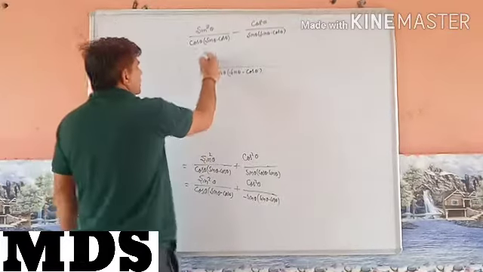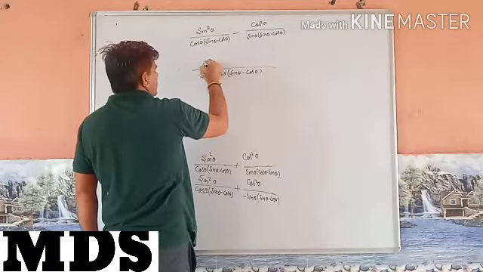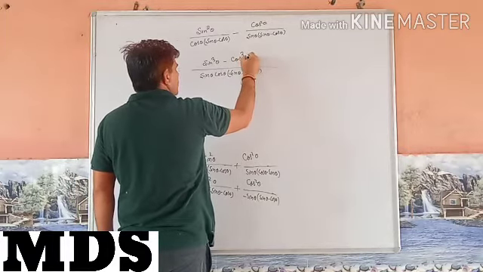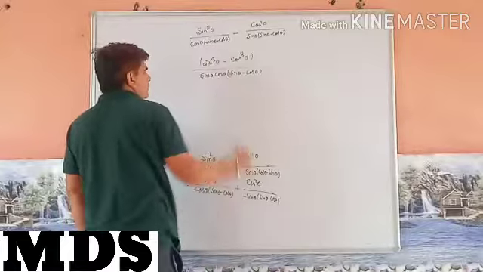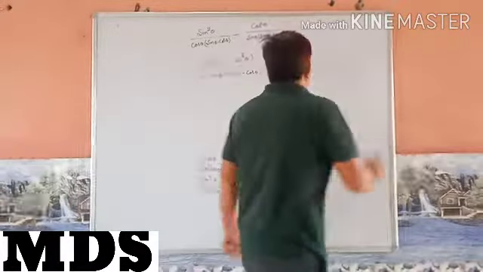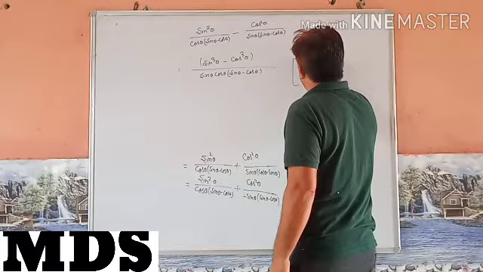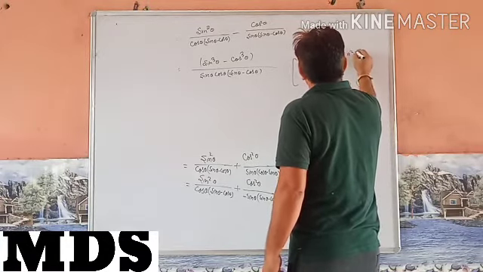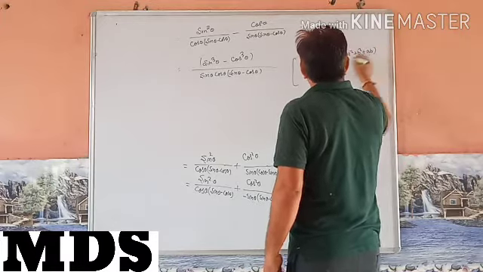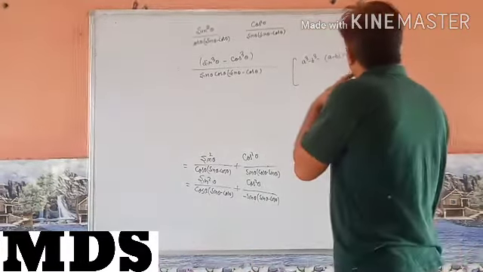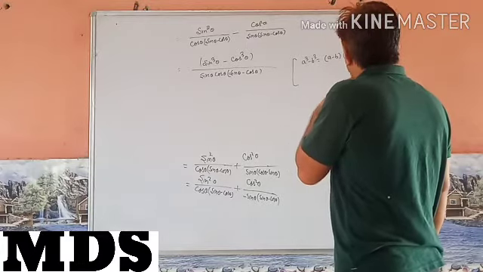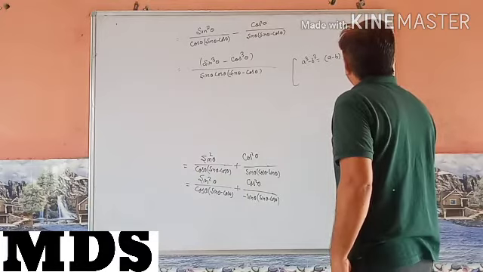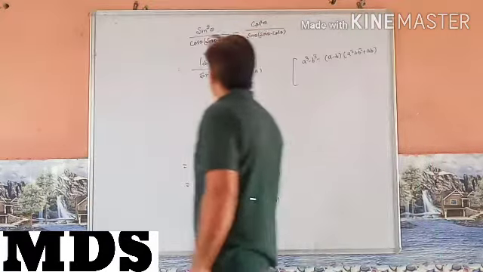Understood? Upper side, this multiplication with sin theta minus cos theta gives a cube minus b cube. We are using it like this now. A cube minus b cube is equal to a minus b into a square plus b square plus ab. Understood? So this you can use here.